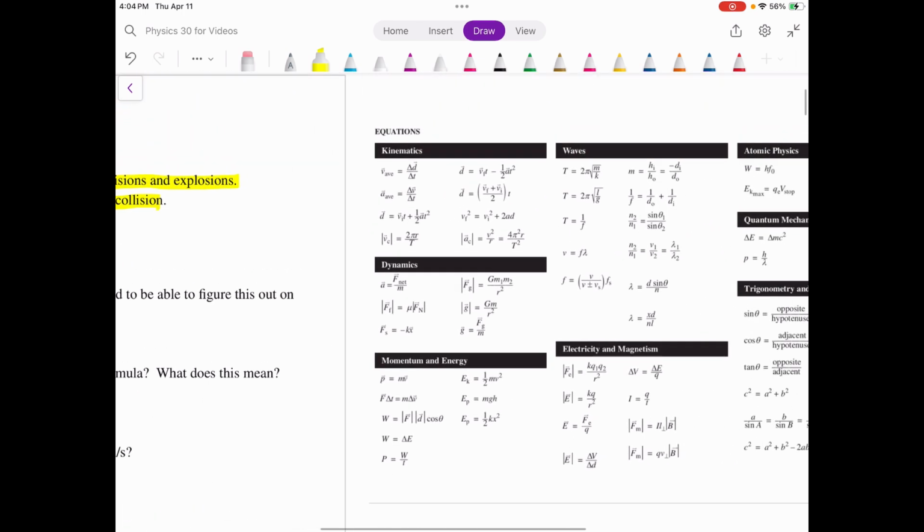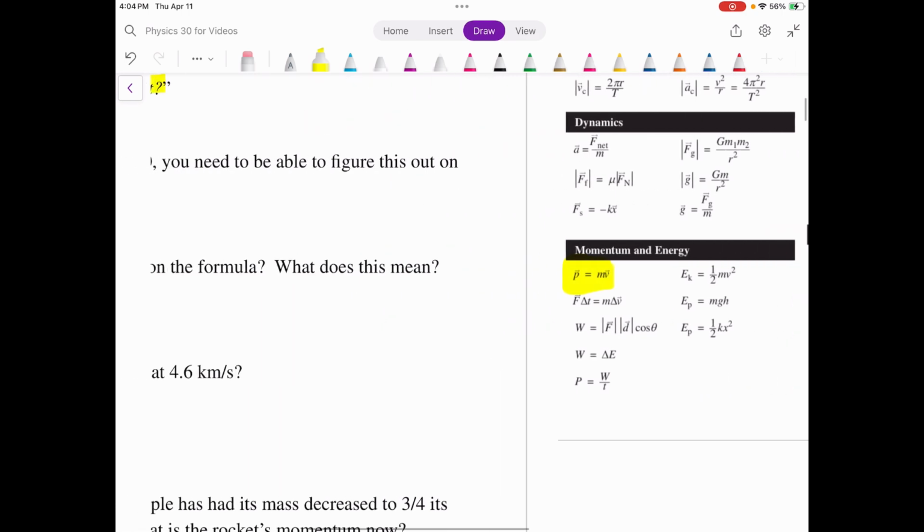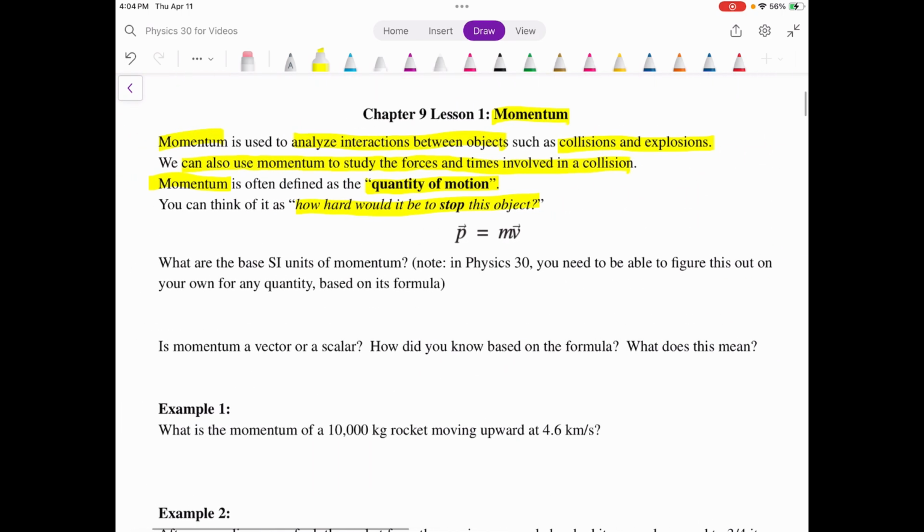Looking over at our formula sheet, you can see momentum and energy. There is where you will find the formula for momentum. So you can see a little bit how you get a lot of momentum. You can either have a really big mass or a really big velocity, or both. Be moving really, really fast, that would give you a lot of momentum. Be really, really large, that would give you a lot of momentum.